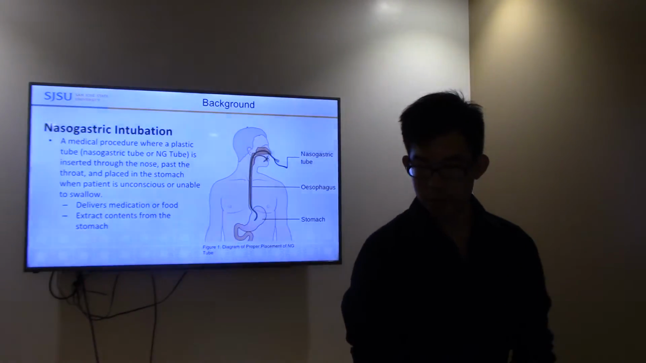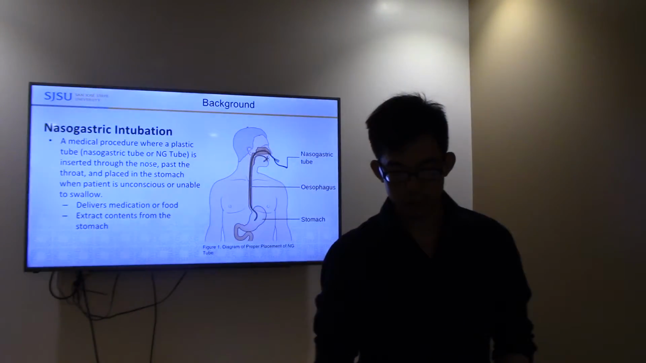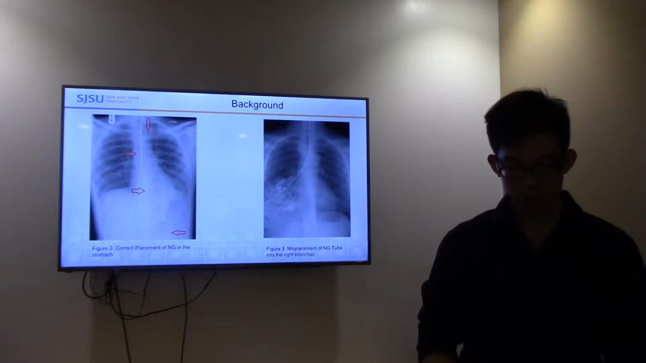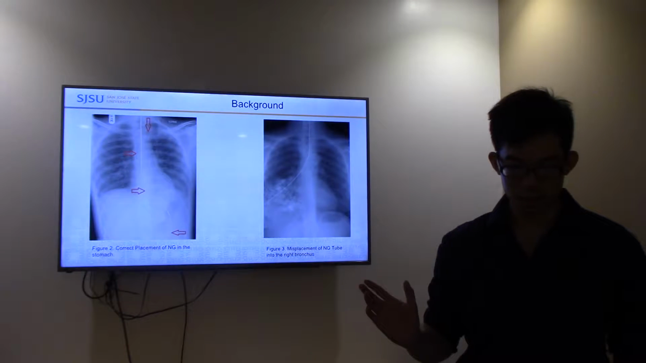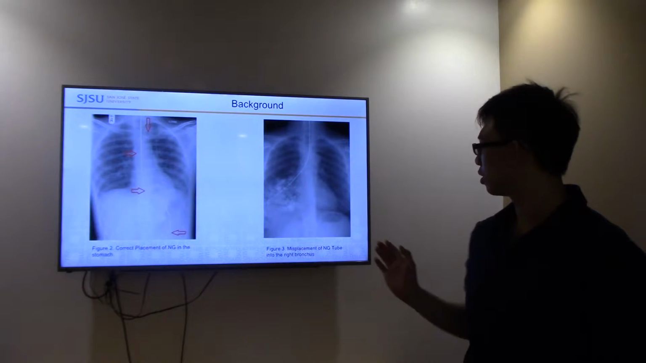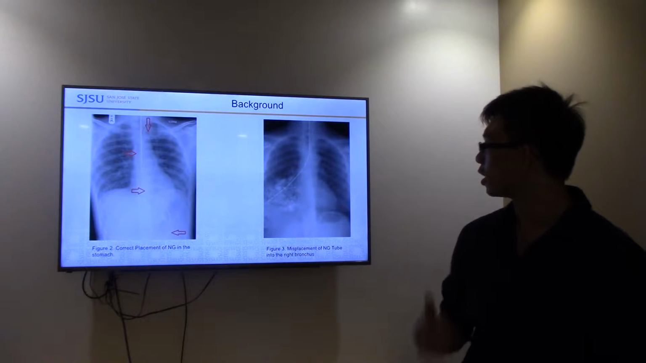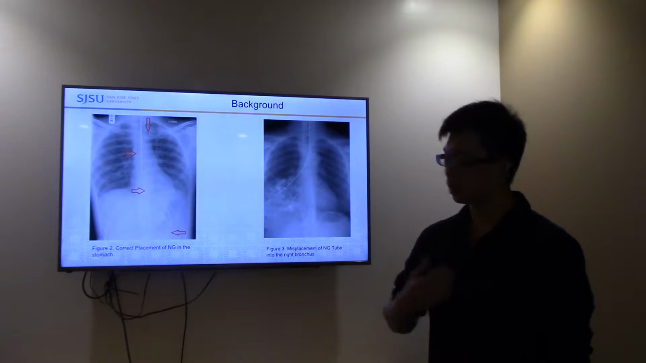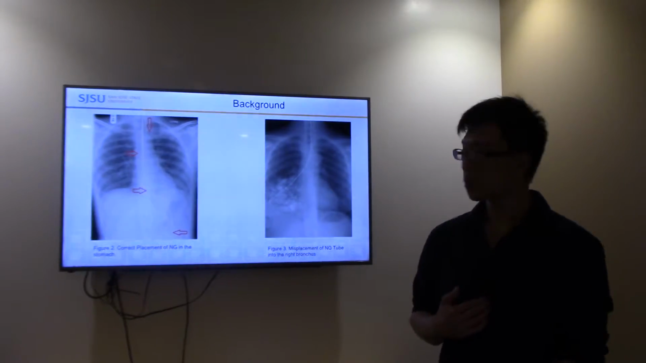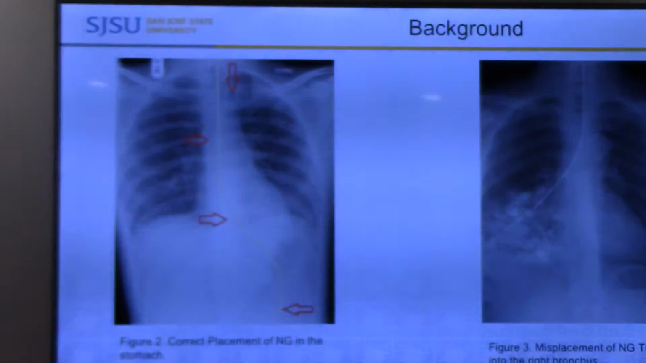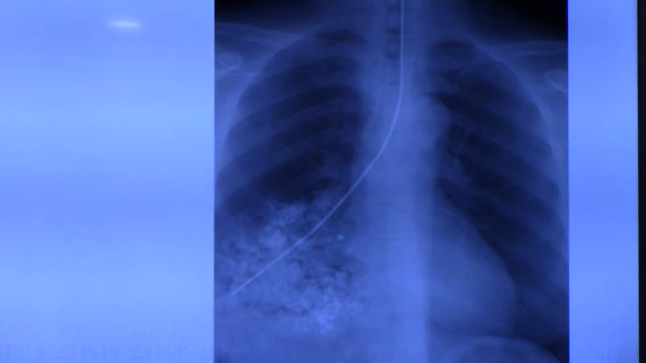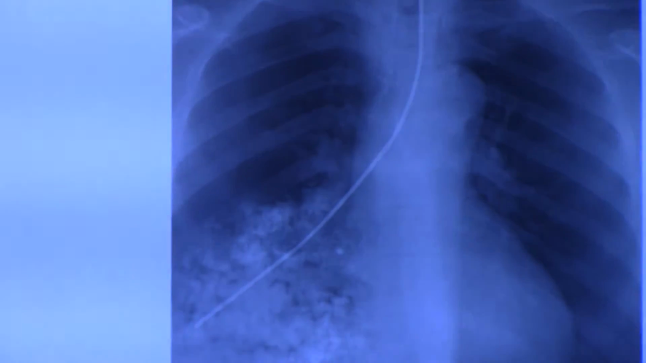However, there's a problem with that, and that is it could end up in the trachea, which leads to the lungs. So as you can see on the image to your left, that's the correct placement. The stomach is actually a little bit lower than the entrance of the trachea. And the incorrect placement, which is on your right, shows that it ends up in the lungs, and you can see there's some sort of inflammation going on.